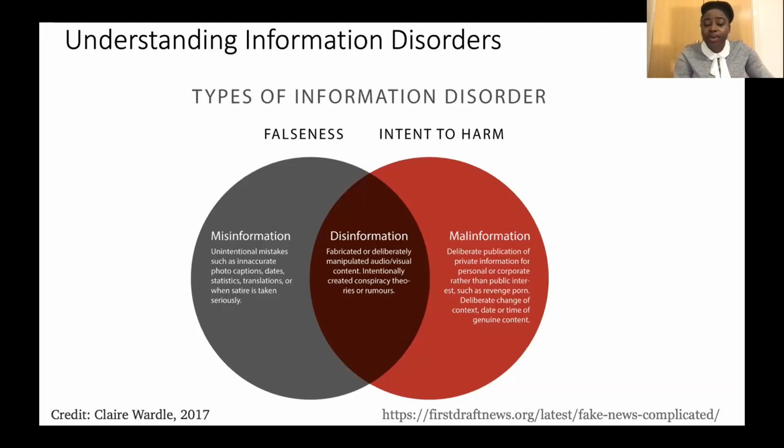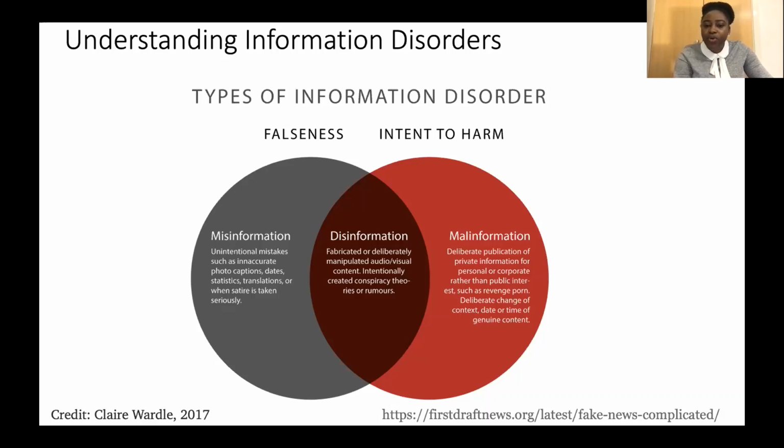Now, where it begins to become harmful is when it gets into the second circle. In the intersection there, you can see disinformation. This is where information is fabricated, is deliberately manipulated for conspiracy or to increase rumors or for any other reason. And then it gets even worse when it goes to the right, where we see malinformation, and this is deliberate fabrication of information. It is false and it has the intent to harm the population.